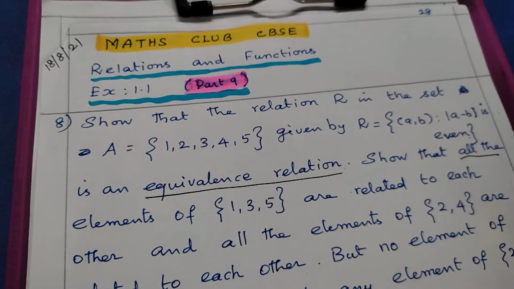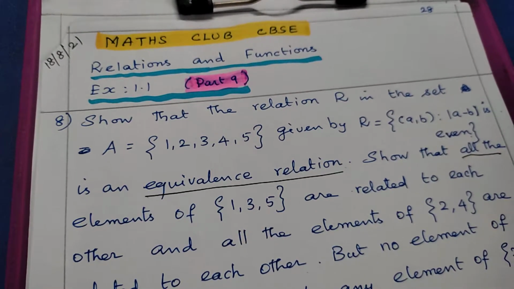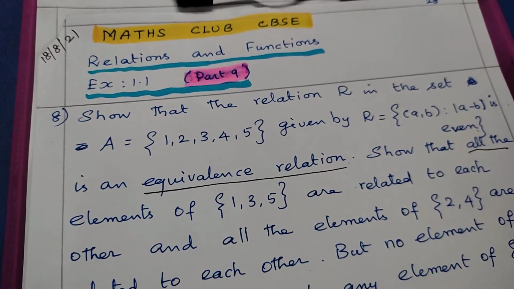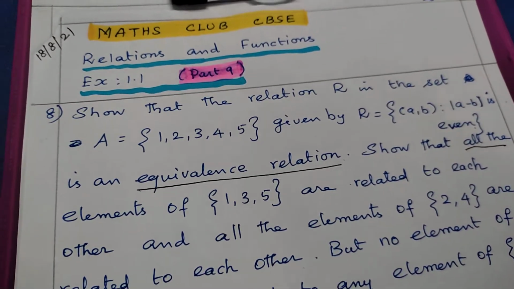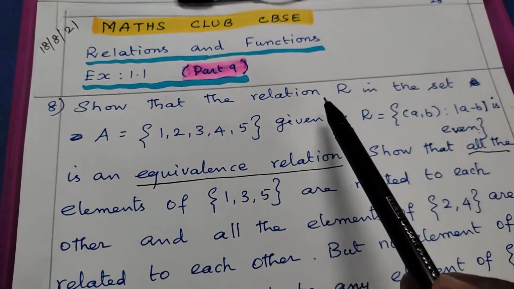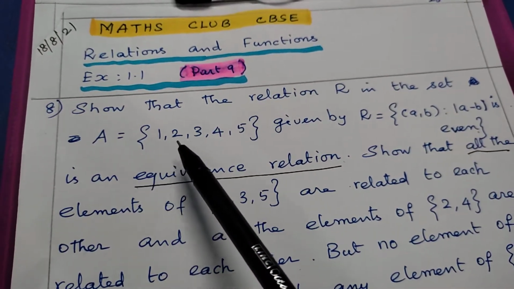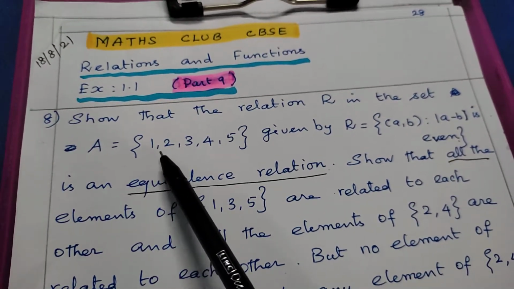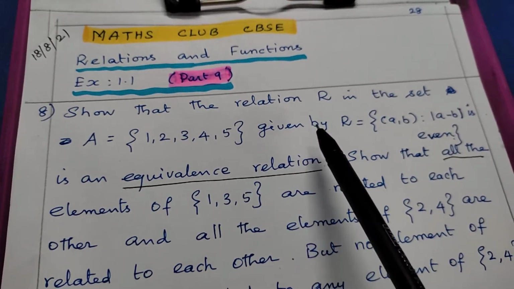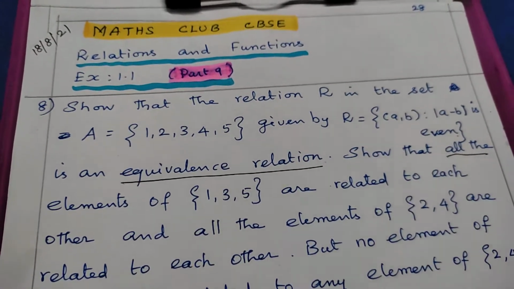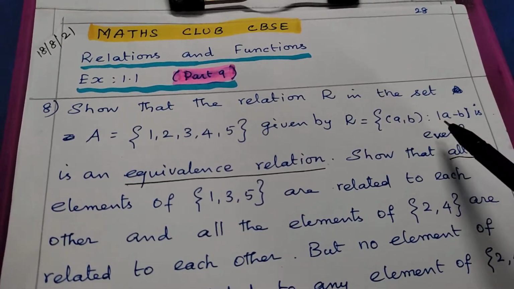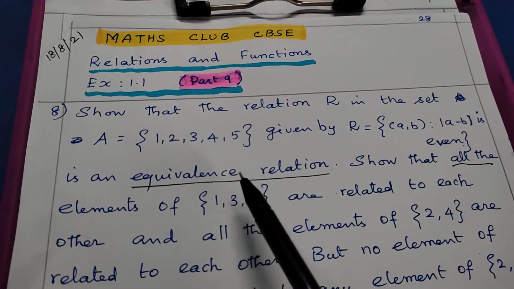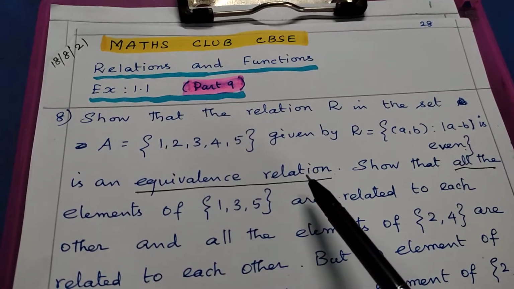Welcome students. In this video we are going to discuss the first chapter, Relations and Functions, exercise 1.1. Okay, 8th sum in this exercise. The sum is: show that the relation R in the set A = {1, 2, 3, 4, 5}. This is the given set. A equal to 1, 2, 3, 4, 5, given by R equal to the set of all (a, b) such that a minus b is even, is an equivalence relation. Then this is the first part.